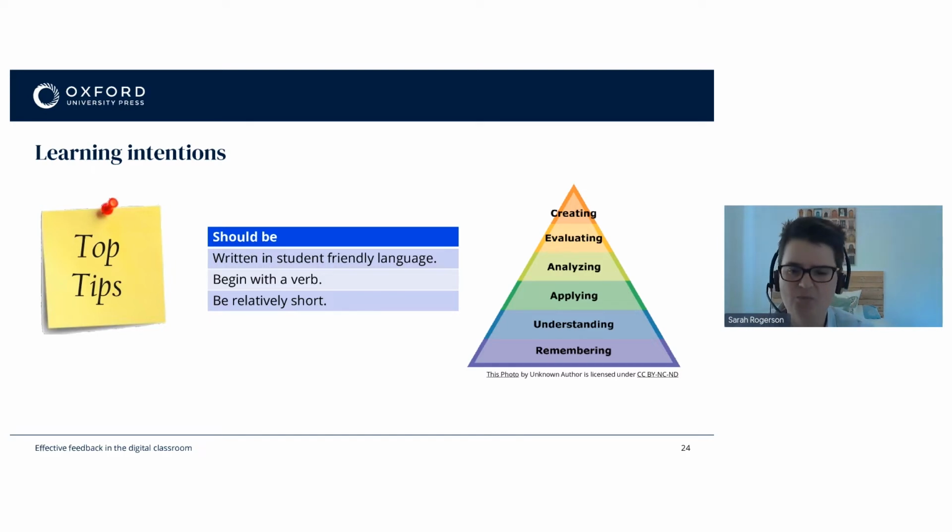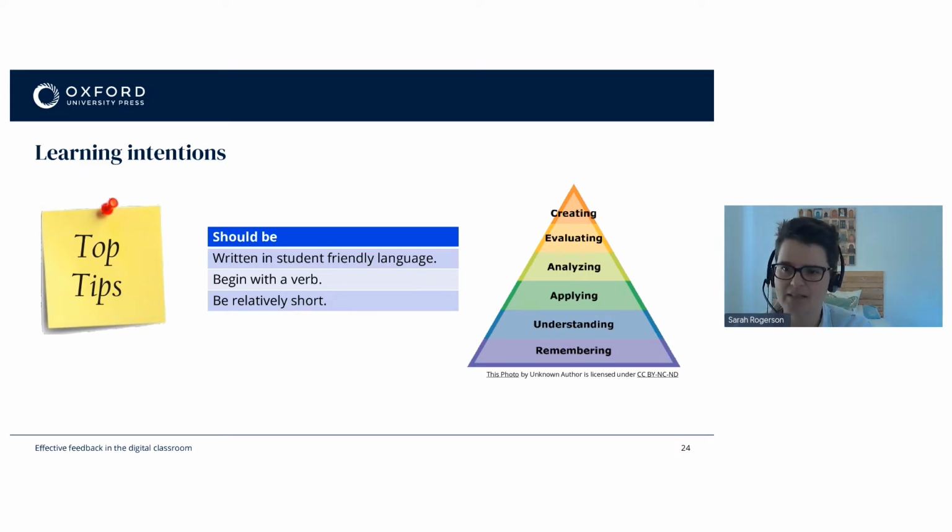So a learning intention should be written in student-friendly language, should probably begin with a verb. You might start: after this session, you will be able to, plus a verb, and they should be relatively short. And like everybody said, some people like using Bloom's taxonomy as a way to make those learning intentions gradually become more difficult as your students' ability gets higher. So we are going from remembering to creating. So that's some information about learning intentions.